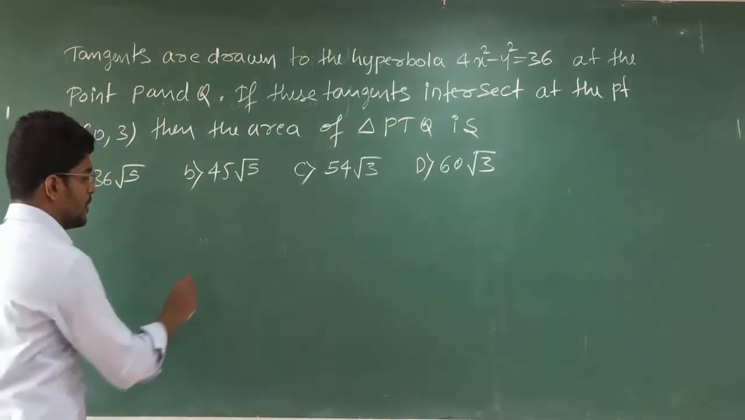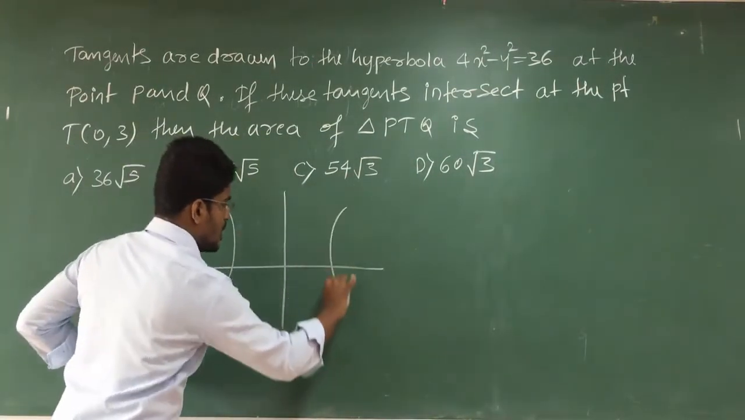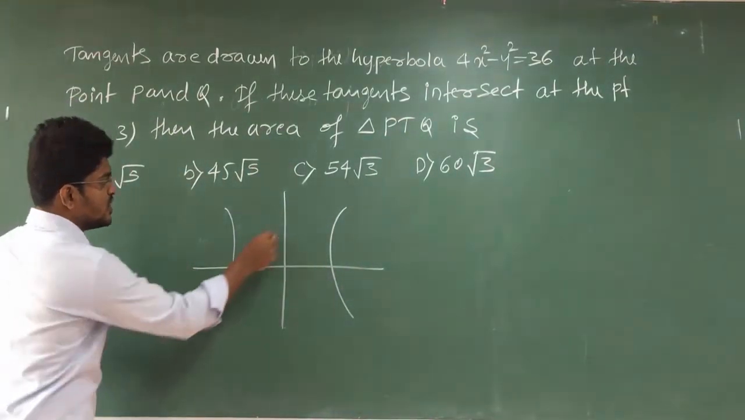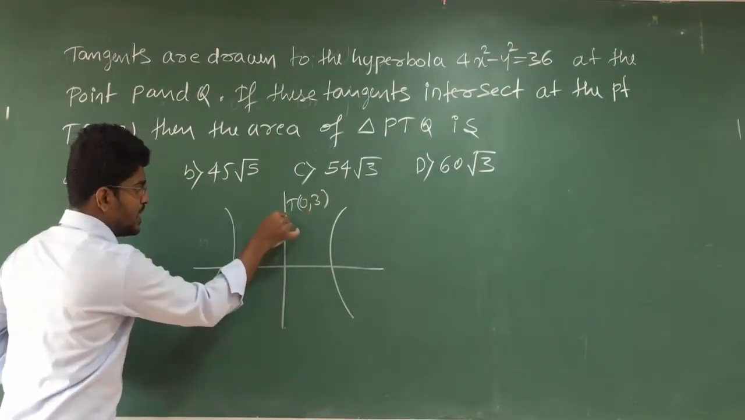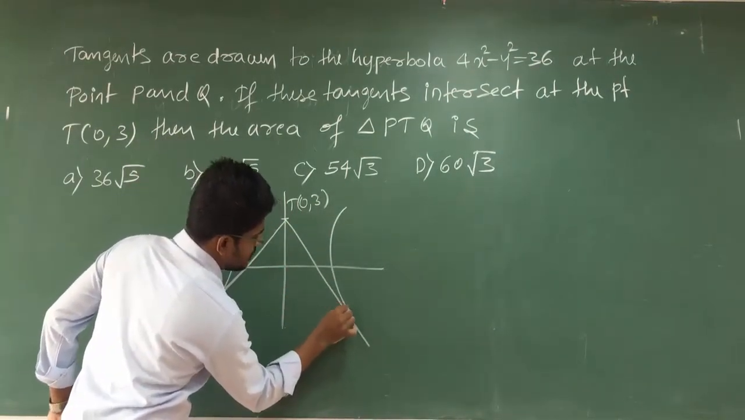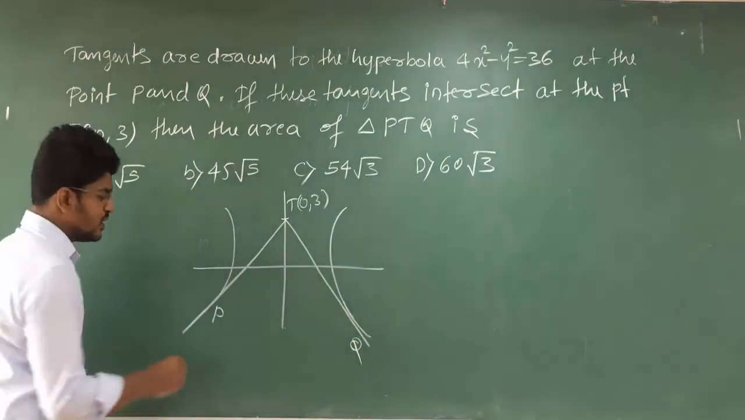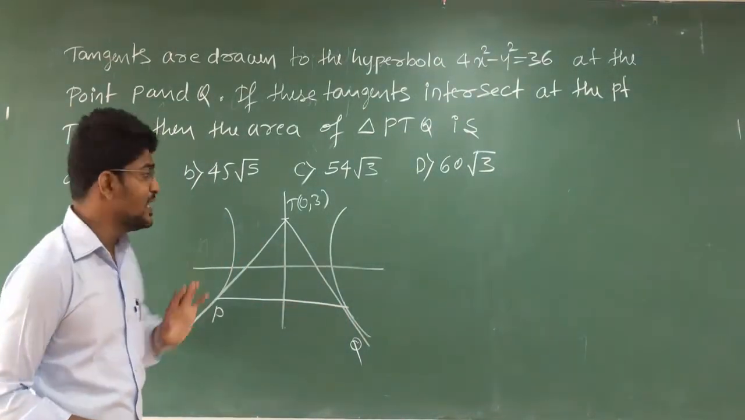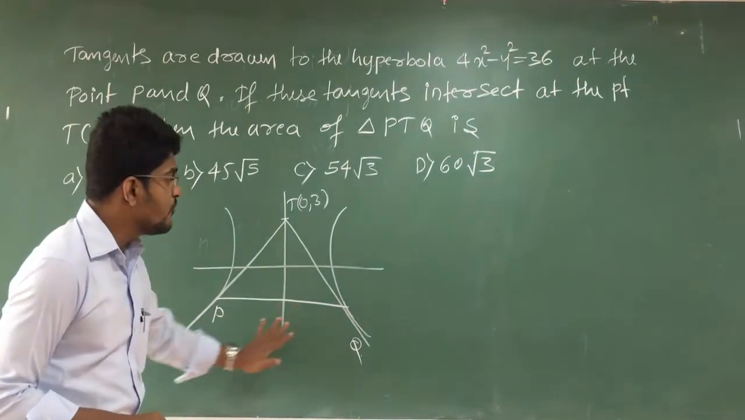First let us draw the hyperbola. Clear? So let us consider this is our hyperbola, that is 4x square minus y square equal to 36. So now there is a point T which is 0, 3 making tangents to this hyperbola at 2 points, that is P and Q. Clear? So I will join these 2 points P and Q. So it will be a triangle, that is PTQ. So now they are asking area of this triangle.